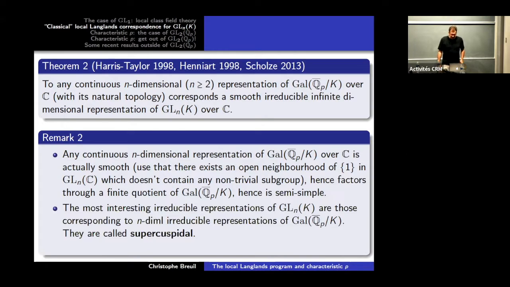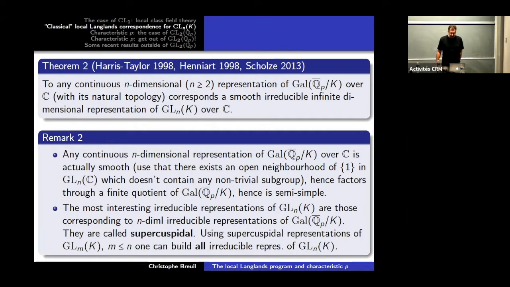Maybe I should mention that the most interesting irreducible representations of GLNK over C are those corresponding to n-dimensional irreducible representations of Galois, and they are called supercuspidal. I put a condition of irreducibility on the GLN side, but not on the Galois side. On the Galois side, I take anything that occurs of dimension n. And they are important because using supercuspidal representations of GLMK for smaller m, you can build all irreducible representations of GLNK. And I should mention that characters of GL1K are considered as supercuspidal representations of GL1K, in case you wonder. It's a trivial case, but okay.